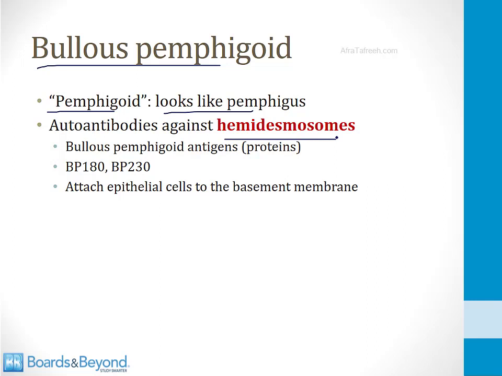I talk about hemidesmosomes in the video on epithelial cells, but these are the attachments between keratinocytes and the basement membrane, in contrast to desmosomes, which are attachments between one keratinocyte and another keratinocyte. The proteins in the hemidesmosomes that are involved in bullous pemphigoid are called bullous pemphigoid antigens. They are proteins, and they go by names like BP180 and BP230. As I said, they attach epithelial cells to the basement membrane, just like all hemidesmosomes.